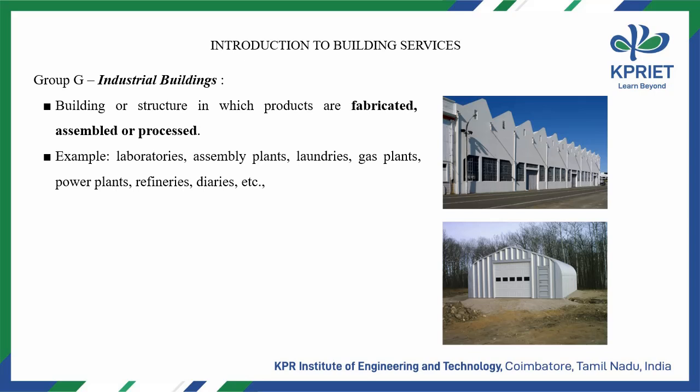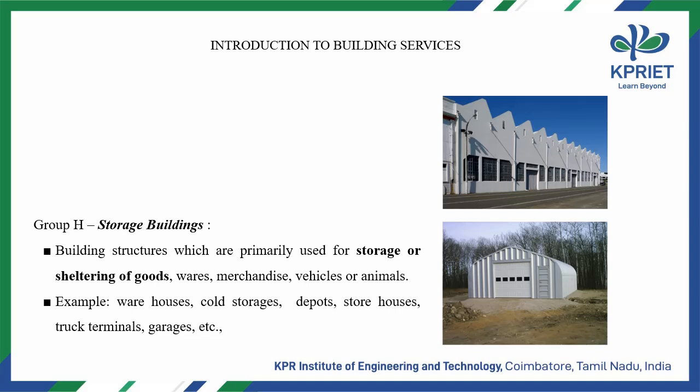Group G, industrial buildings. Buildings or structures in which products are fabricated, assembled, or processed. Examples: laboratories, assembly plants, laundries, gas plants, power plants, refineries, dairies, etc. Group H, storage buildings. Building structures which are primarily used for storage or sheltering of goods, wares, merchandise, vehicles, or animals. Examples: warehouses, cold storages, depots, storehouses, truck terminals, garages, etc.